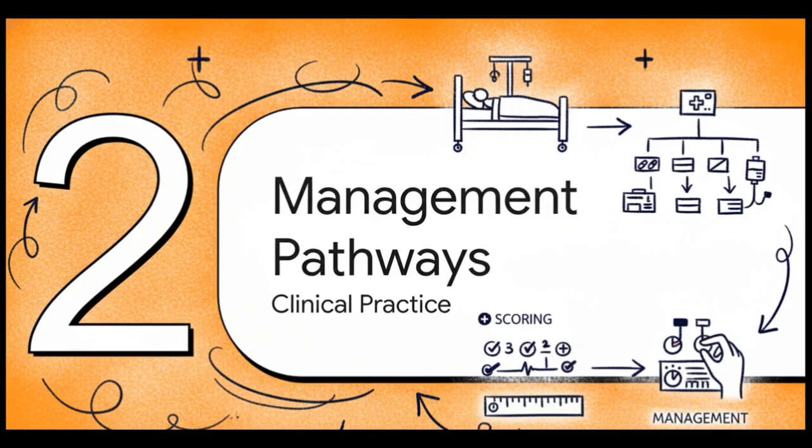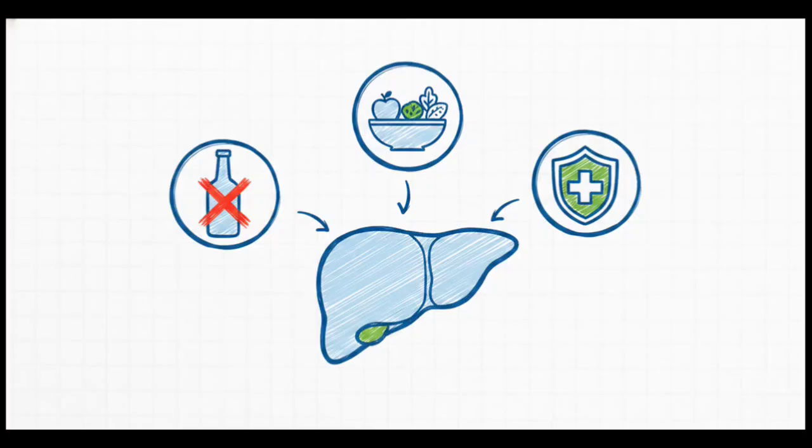All right, moving into Section 2, Management Pathways in Clinical Practice. We're transitioning rapidly from how we score the disease to how we actually manage it on the floor. First up, let's look at the management for an MDF of less than 32. Because this is less severe disease, our primary pathway is supportive care.